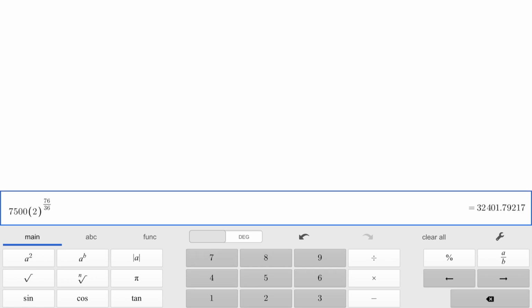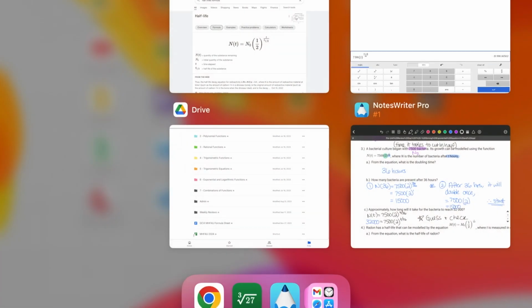So let's try 76. It's a little bit too high. So let's try 75. It's a little bit too low. Let's try 75.5. It's a little bit too high. 75.4, still too high. 75.3, too low. So we'll say 75.35. It's a little bit better. 75.355 is a little bit too high, so maybe 75.354, and we just keep guessing and checking and checking and checking until we get to the right answer. So we'll say it's approximately 75.35 hours.